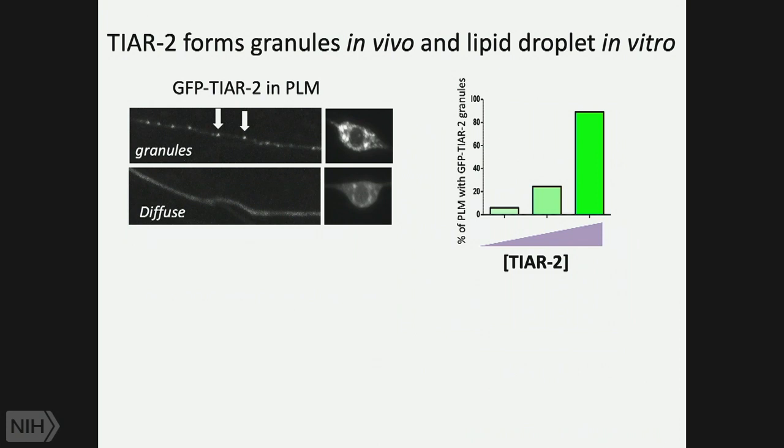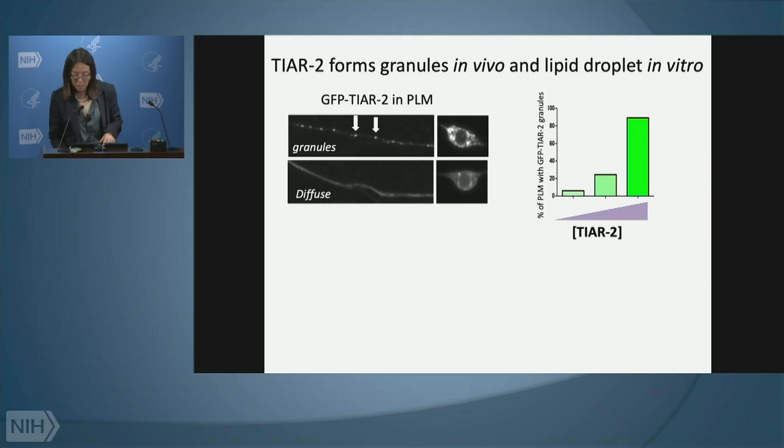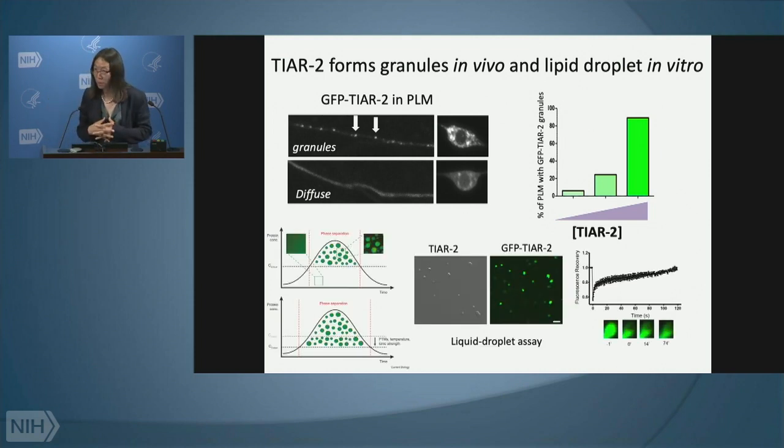And the TIAR-2 protein also exhibits a pattern that's dependent on its dosage. In some cases, in the axons of this single mechanosensory neuron called PLM, a high expression level will form granules, and a low expression level is rather diffuse. This can be quantitated here. This kind of concentration-dependent granule formation came right around the time of the idea of liquid protein phase separation through liquid-like droplet behavior.